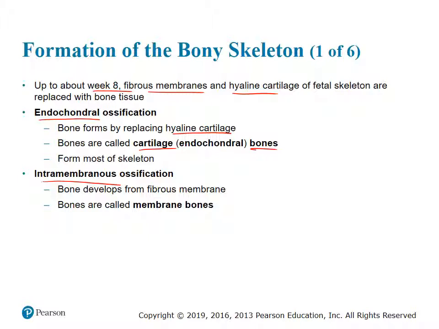When we talk about intramembranous ossification, this is where bone is forming from fibrous membrane. So we have 2 types of connective tissue, fibrous connective tissue and hyaline cartilage, both forming our complete skeleton, and most of our skeleton comes from the replacement of the hyaline cartilage through endochondral ossification. When we replace fibrous membrane or fibrous connective tissue, we call that intramembranous ossification, and those are called membranous or membrane bone.